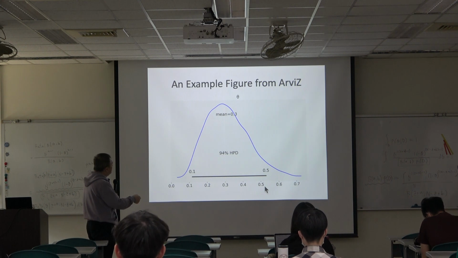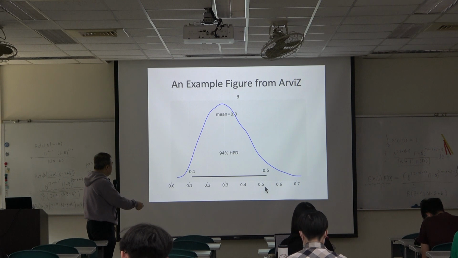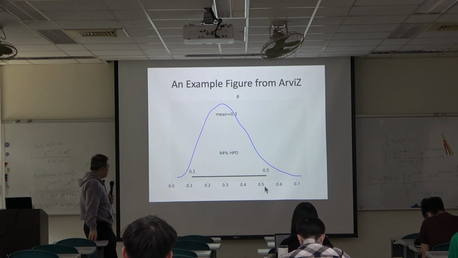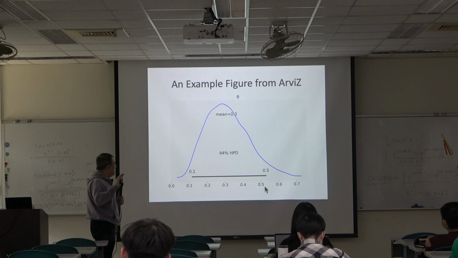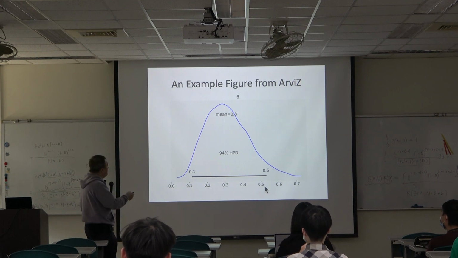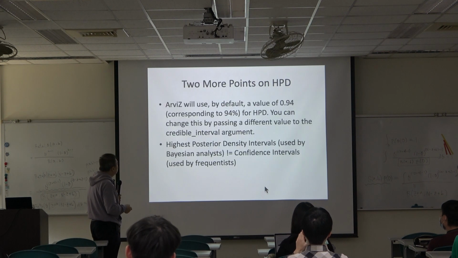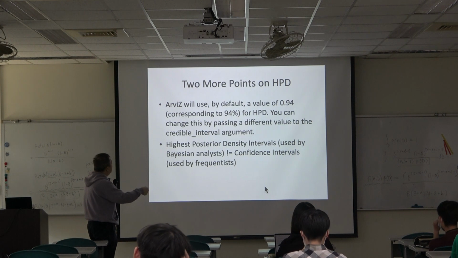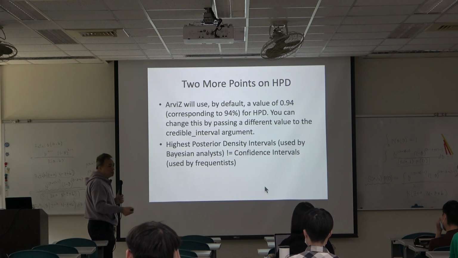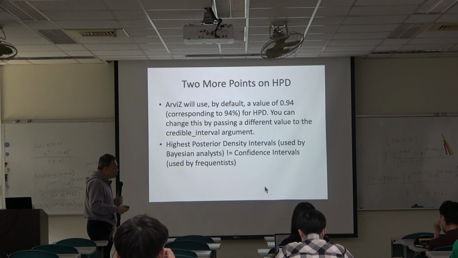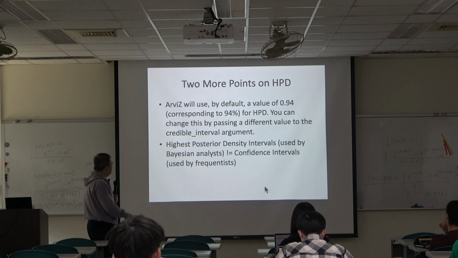You can see the mean is specified as 0.3 here, and the HPD is indicated as from 0.1 to 0.5. But this HPD is 94%. Interestingly, the ArviZ package's default HPD is 94%, not 95%. Don't ask me why. I don't know why, but you could reset this percentage to a different value. The default value is 0.94, so you can change this by passing a different value to the credible interval argument. If you want 0.95, which is what we normally use, you just pass that value with this argument.